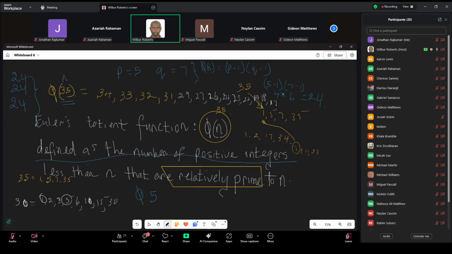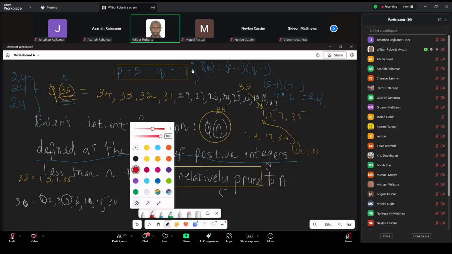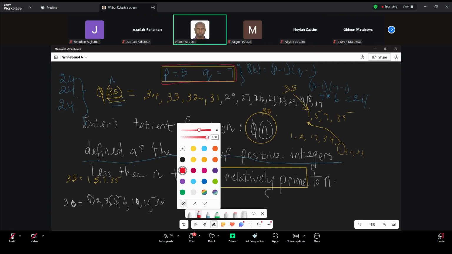So if we're trying to find psi 35, so n is 35. It is said that if 35, or n, could be expressed as a product of two prime numbers, which you all did, this is it here. 35 could be expressed as 7 by 5, two prime numbers.